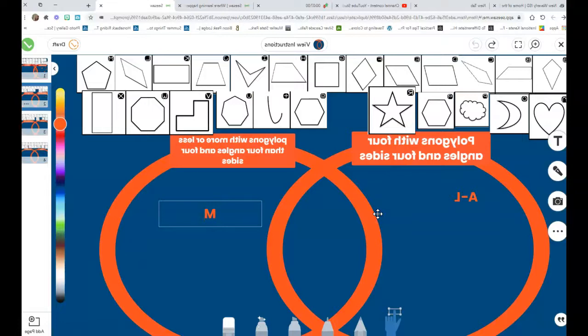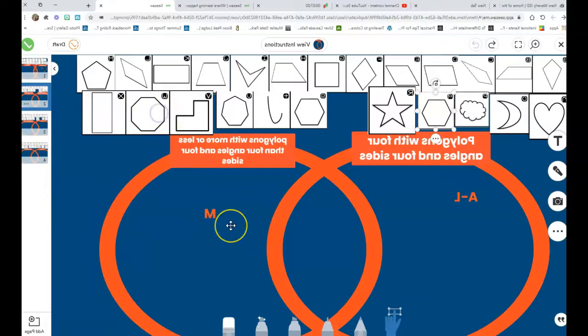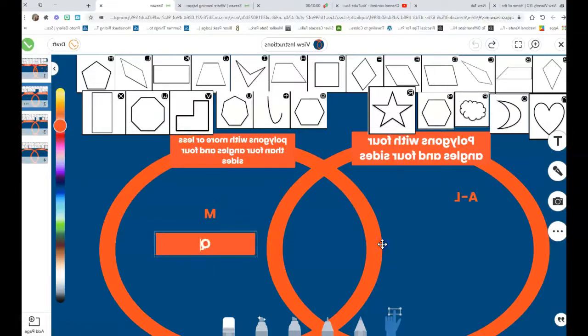What about N? Is it a polygon? No, it's not a polygon because it's not straight. So it goes where? Nothing. It goes nowhere because it's not straight. So it can't be a polygon with 4 sides because it's not a polygon. It can't be a polygon with more than 4 sides because it's not a polygon. What about O? No. P? Q? More. Good. It has more than 4 sides.